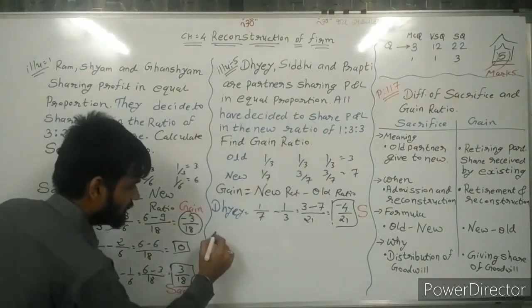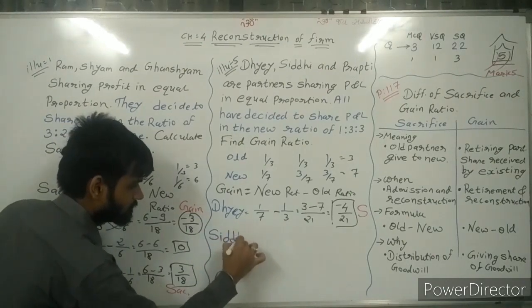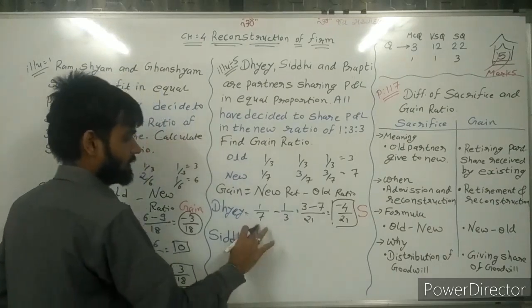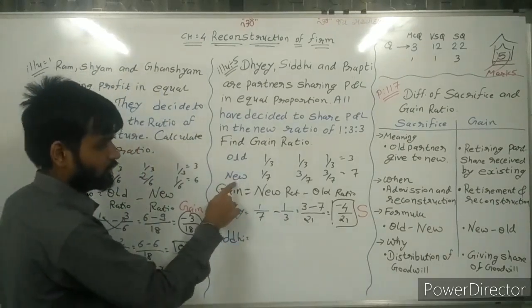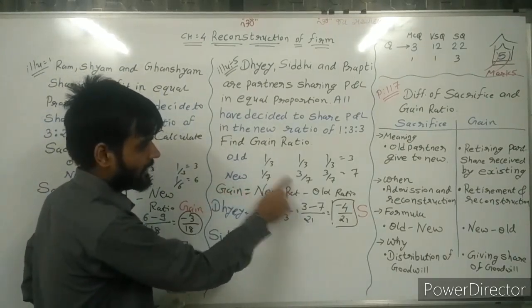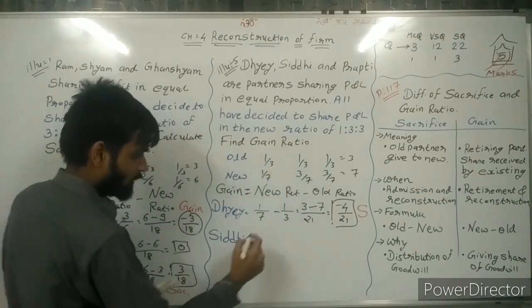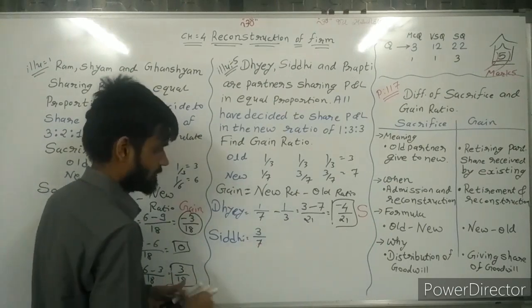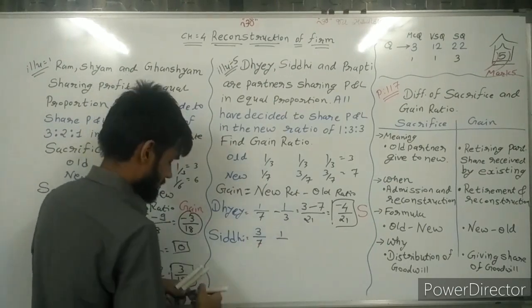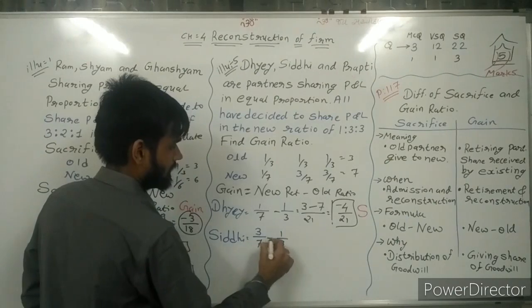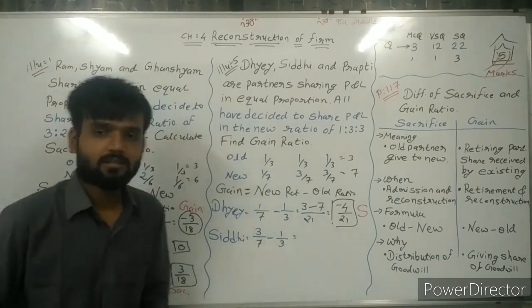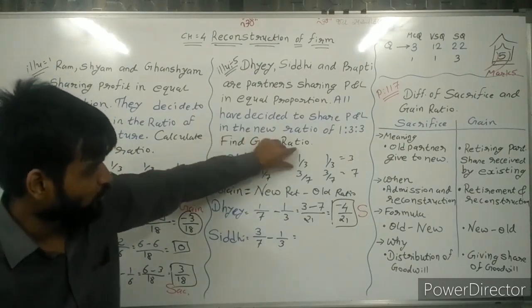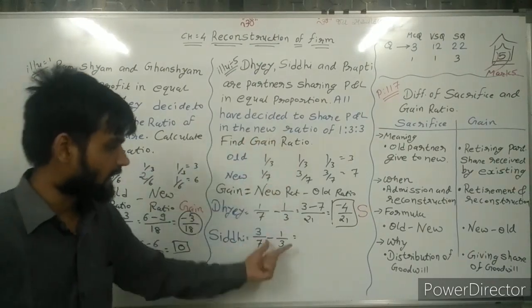Now think about Siddhi also. Now sir, new ratio of Siddhi is 3 by 7 and old ratio is 1 by 3. So first of all write 3 by 7 minus 1 by 3. Simple.